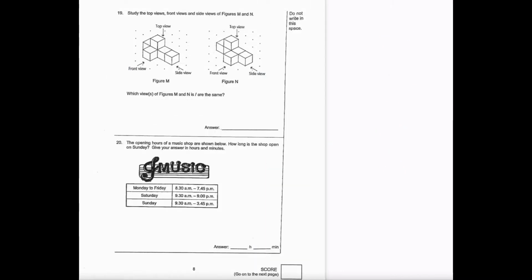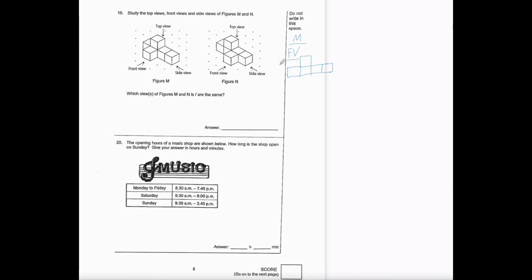Let's move on to the top views, front views, and side views of the two figures M and N. We have to do it one by one, so that we don't be careless. Let's deal with the front view for M first. The front view for M is going to look like that, because I can see here, here, here, and here. So there are two cubes here.